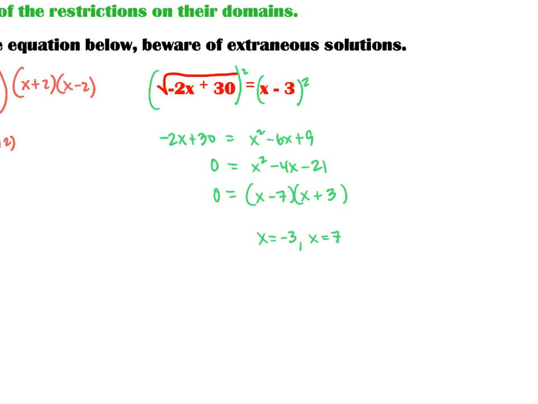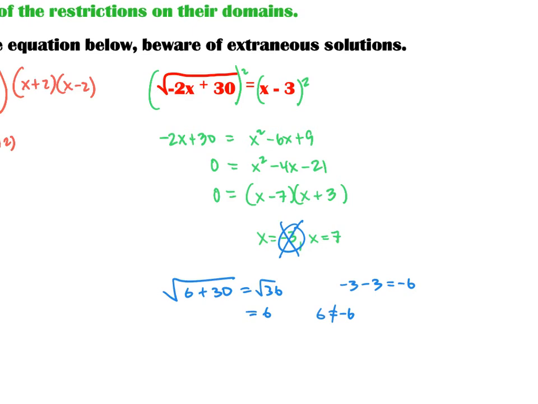Okay, so I'm going to test the left side with negative 3. That would give me negative 2 times negative 3 is 6 plus 30, so the square root of 36, which will equal 6. On the right side, if I plugged in negative 3, I get negative 3 minus 3, which equals negative 6. Those two are not equal. Therefore, negative 3 is not a solution.